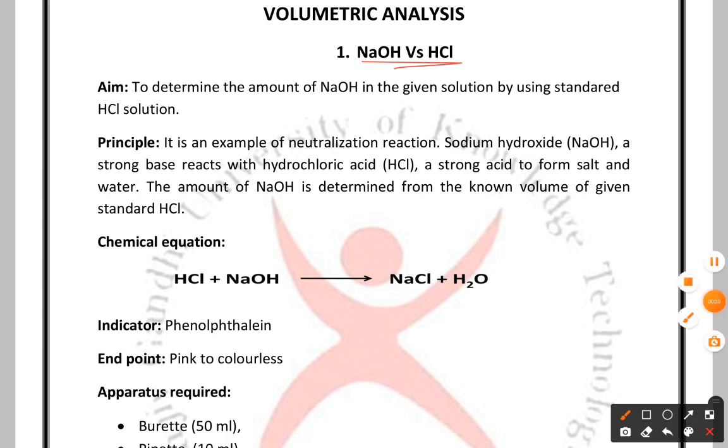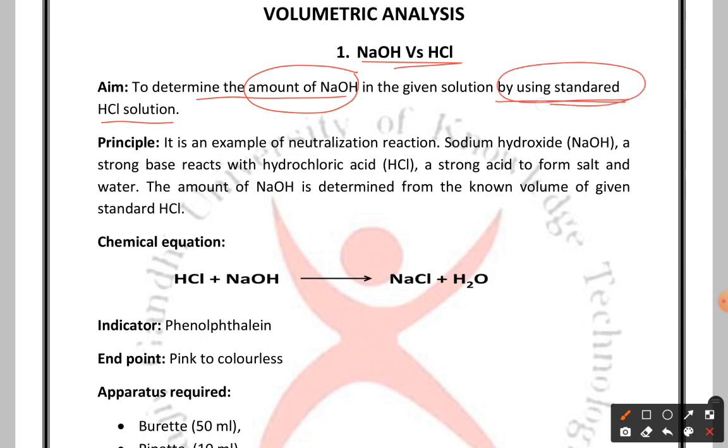So for this experiment, our aim is to determine the amount of sodium hydroxide in the given solution by using standard HCl solution. Here they will give some amount of sodium hydroxide. We don't know that amount, we have to find it out by using HCl. That HCl we are calling a standard solution. What does standard solution mean? Simply, the known concentration.